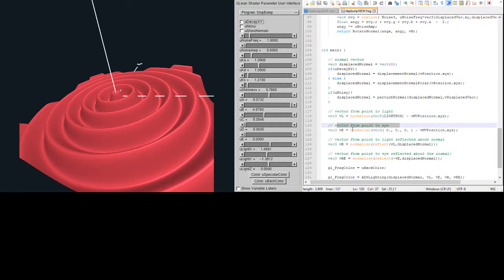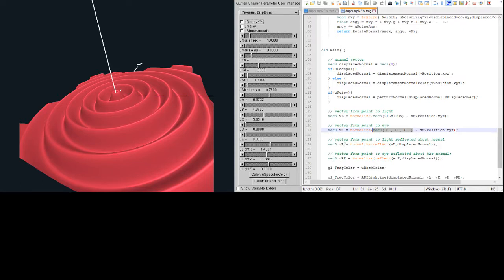And then I get the point to the eye, and I call that VE, and that's from the point, the I coordinates position, to the eye, which, because I'm using I coordinates and not world coordinates, my eye is still at 0, 0, 0. It's still at the origin, right?